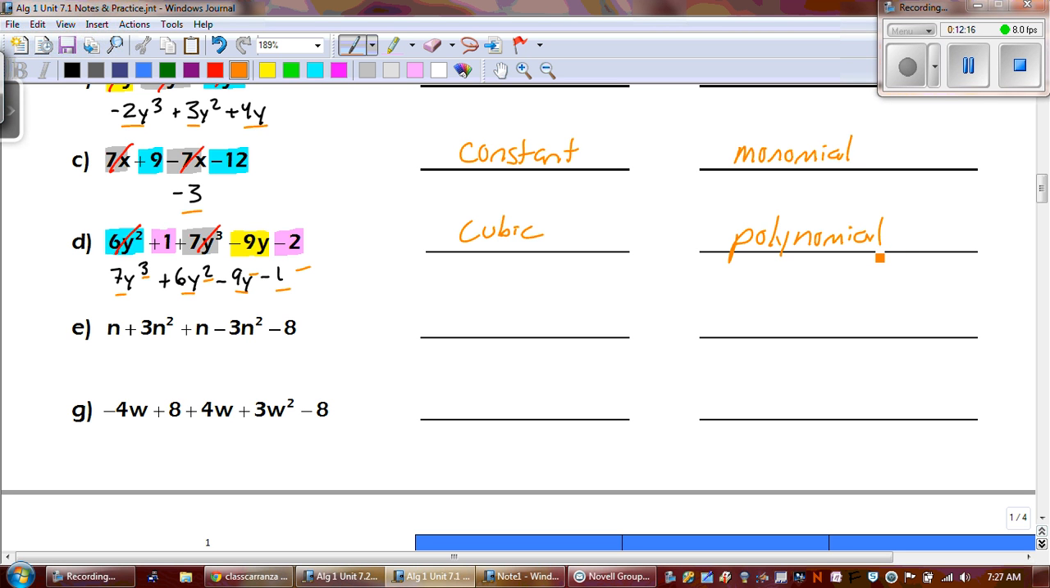All right, let's look at E. My highest exponent is the squareds, the 3n squared and negative 3n squared, and those cancel. All right, my next is looking at the n's. They're both positive. There's both 1, so that gives us positive 2n. Okay, and we don't really need the plus sign. That was just for me to remember.